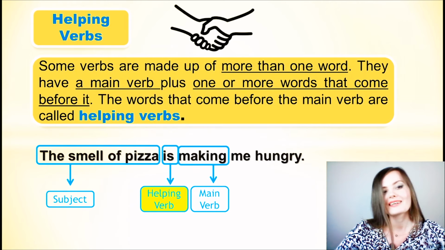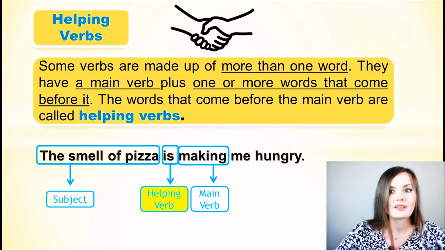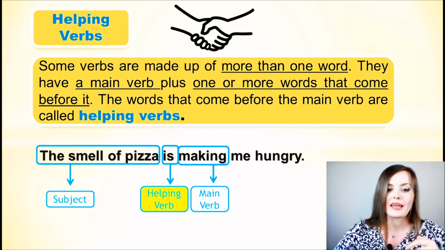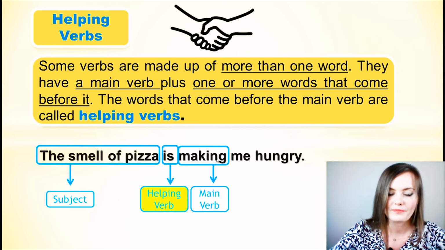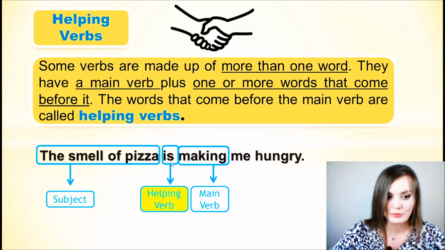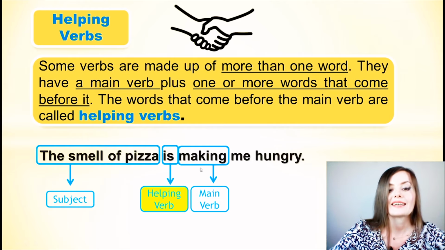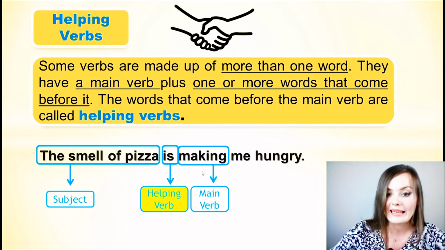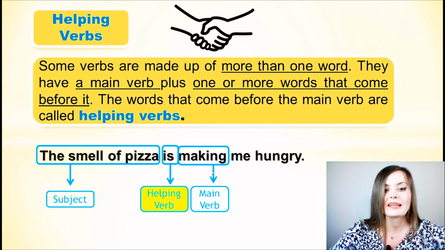Helping verbs. Some verbs are made up of more than one word. They have a main verb, plus one or more words that come before it. In our case, it's one word, and this is a helping verb. Is the helping verb. The words that come before the main verb are called helping verbs. So, we have helping verb is that helps the main verb making to show that it's happening at the moment.